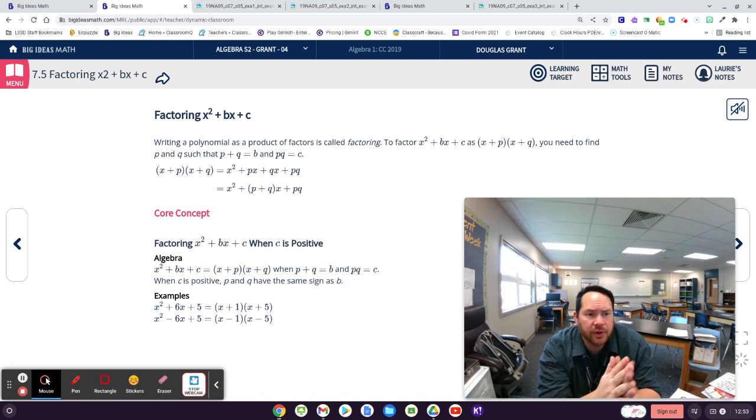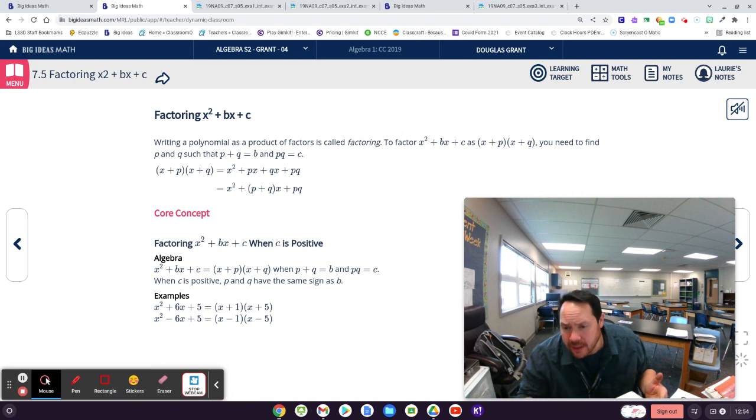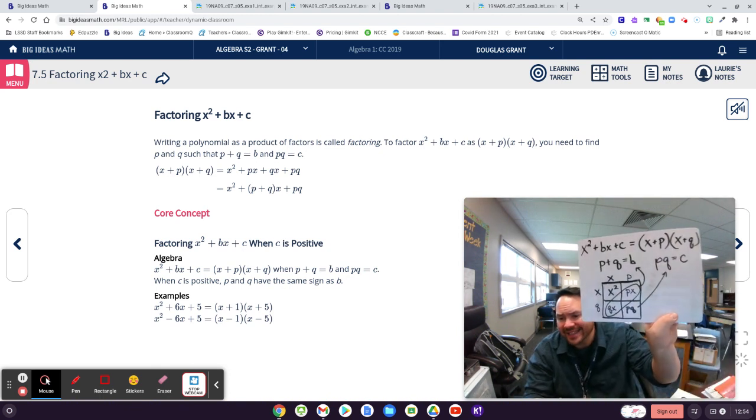Well, ahoy, 7.5 and the rest of chapter 7 is all factoring. So we've done FOIL, which we have multiplied using the area model. Basically, factoring is working backwards. We've done a little factoring, but now we're going to factor when we've got stuff like this.